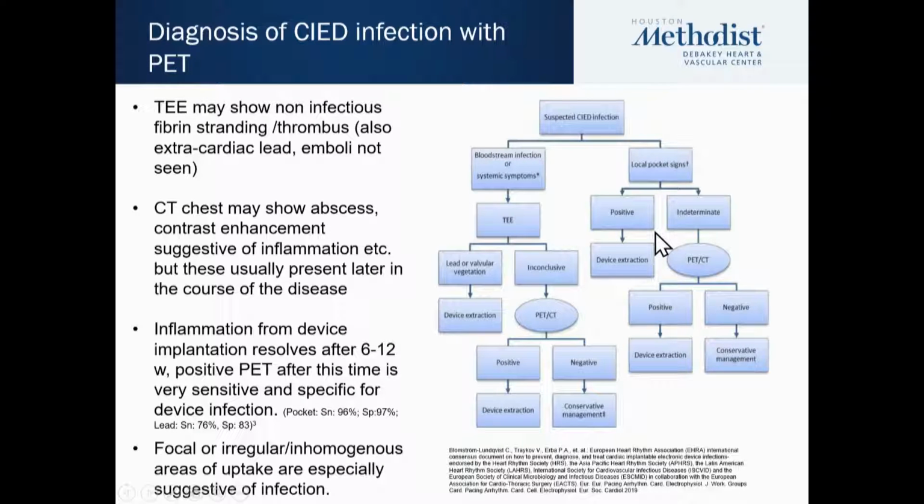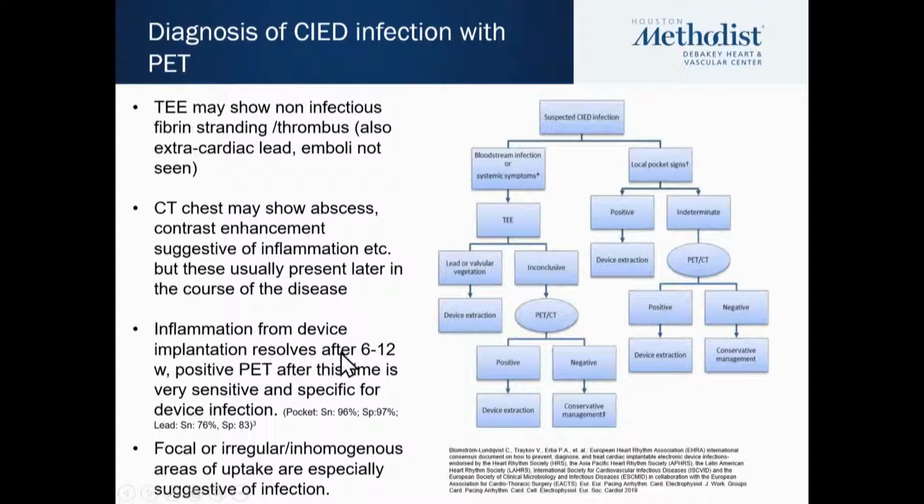I'm not going to go through this whole thing, but basically, PET, especially in the European guidelines, is now firmly integrated into the evaluation of device infections. CT can be useful, but it often presents later in the course of disease once a lot of damage has been done. TEE, as everybody who does TEE over here knows, you can see a lot of fibrin strands or thrombi on the pacemaker leads after they've been in for a while. Also, TEE cannot look at the extracardiac part of the lead, and it can't look for extracardiac complications.